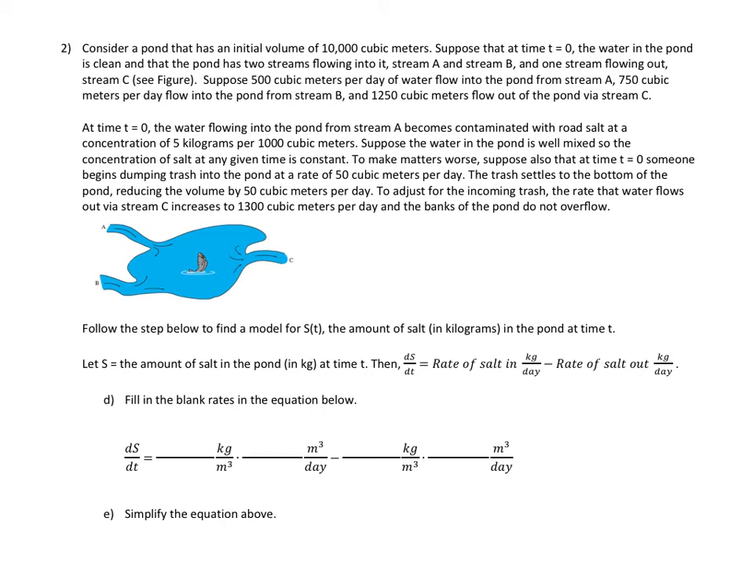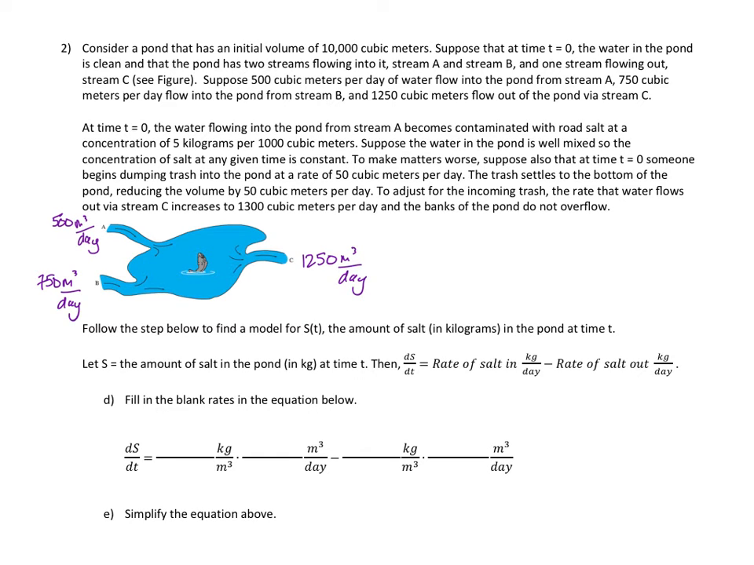Now we suppose 500 cubic meters per day of water flow into the pond from stream A. So 500 cubic meters per day go in through stream A. And 750 go in from stream B. So 750 cubic meters per day. And 1,250 cubic meters flow out via stream C. 1,250 cubic meters per day.